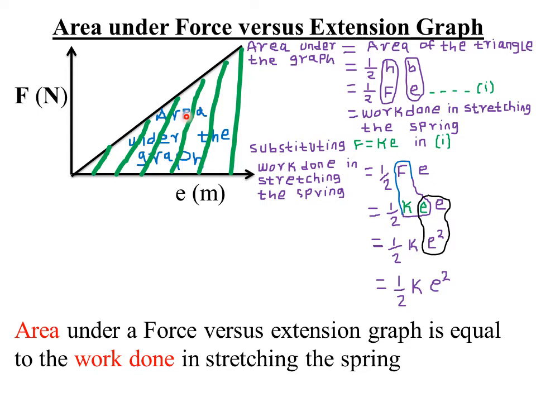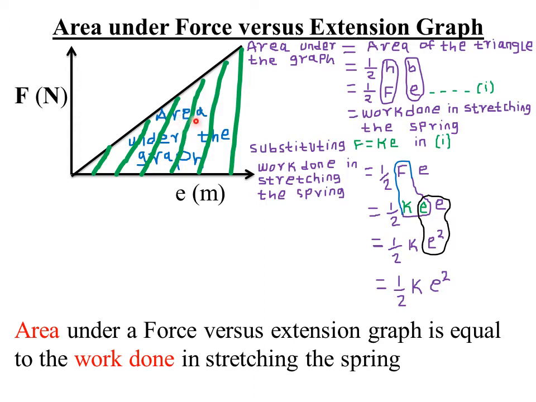Remember, if the area was in maybe a different shape, for example a rectangle, we will find the work done as the force times extension, because the area of a rectangle will be length times width, and the length in that case will be maybe the extension and the height maybe the force. So in that case, the work done will be Fe, that is force times extension. If the area under the graph was maybe in a trapezium shape, the area or the work done will be equal to the area of that trapezium.